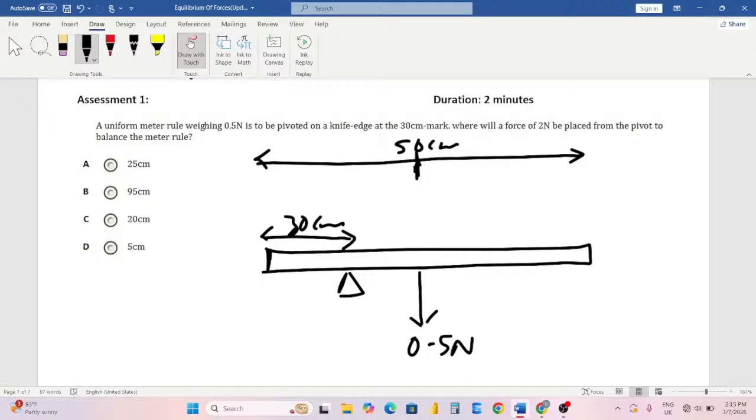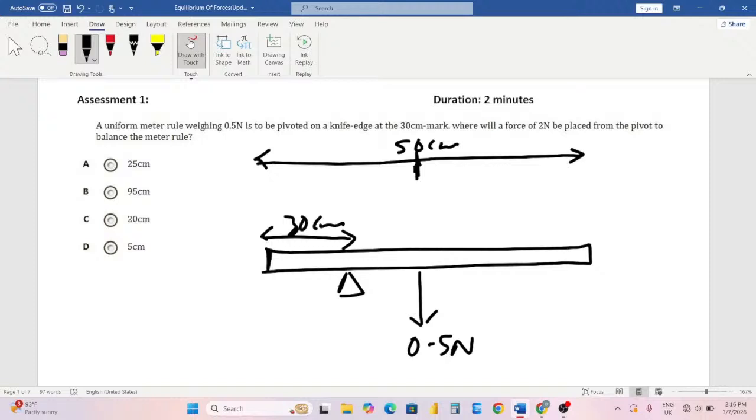Where will the force of 2 Newton be placed from the pivot to balance the meter rule?